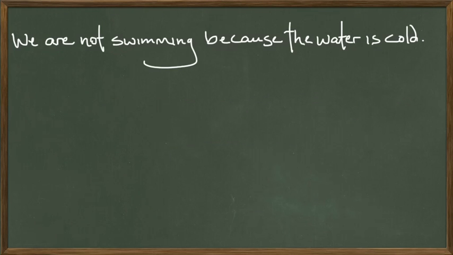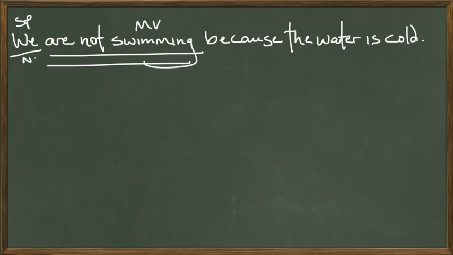We are not swimming because the water is cold. Because the water is cold. We, subject of the sentence, subject pronoun, nominative case. What are we doing? We are not swimming. Swimming is the main verb. This whole thing is a verb phrase. Not is an adverb. Are is a helping verb. Now we haven't been over this really, but Latin typically doesn't use any helping verbs. Not until we get to the passive. We'll get to that later.